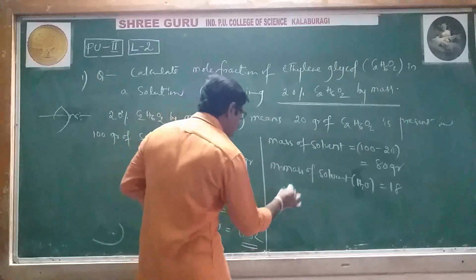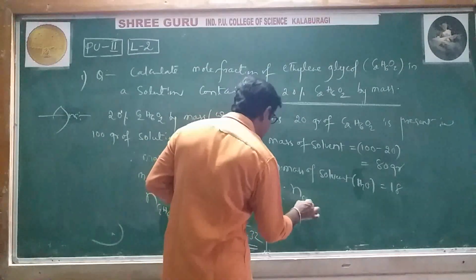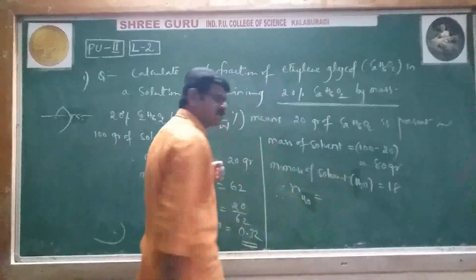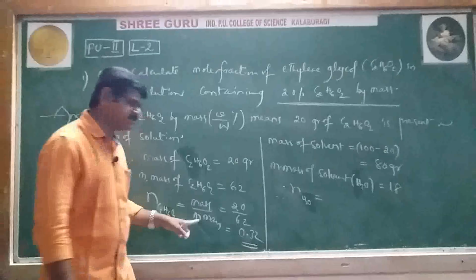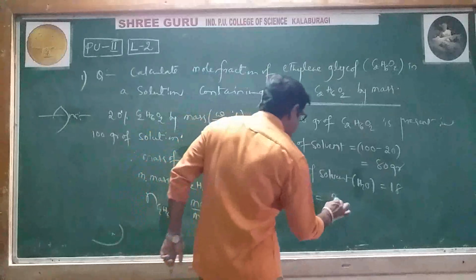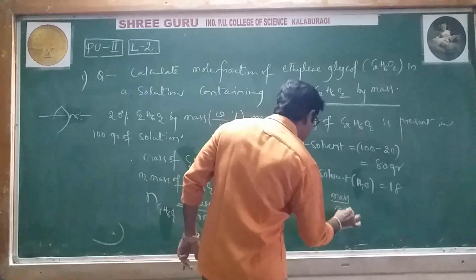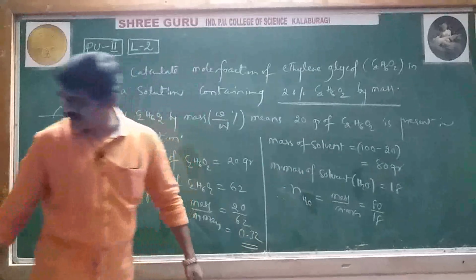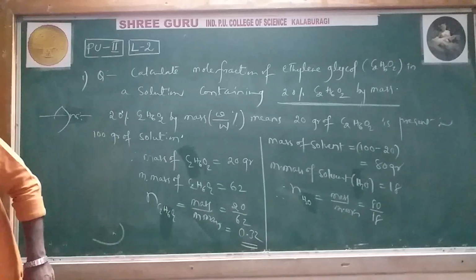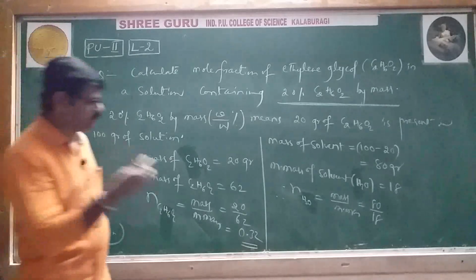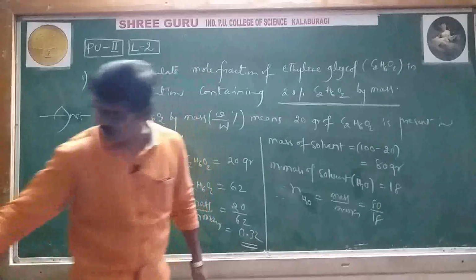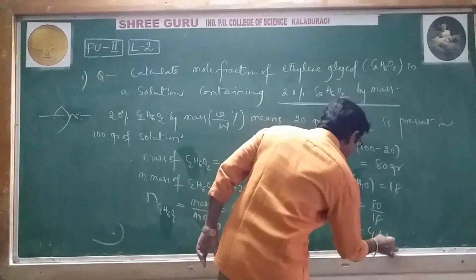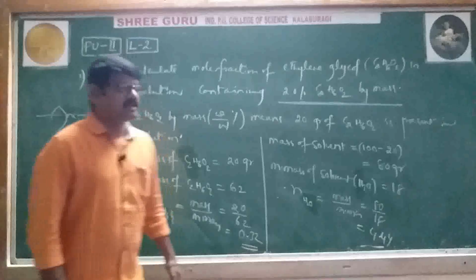Therefore, molar mass of solvent, in the bracket H2O, that is 18. Therefore, number of moles of solvent, nothing but water, of course, is mass by molar mass. Mass divided by molar mass: 80 divided by 18, that is nothing but 4.44. 4.44 moles of water. Right.